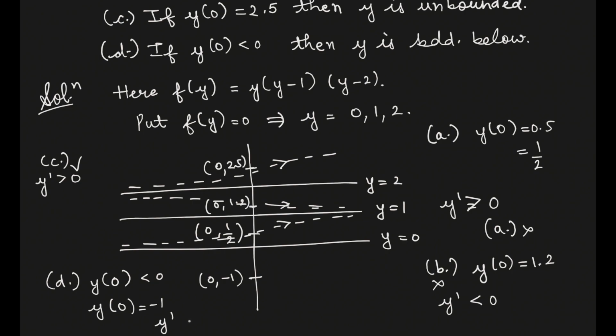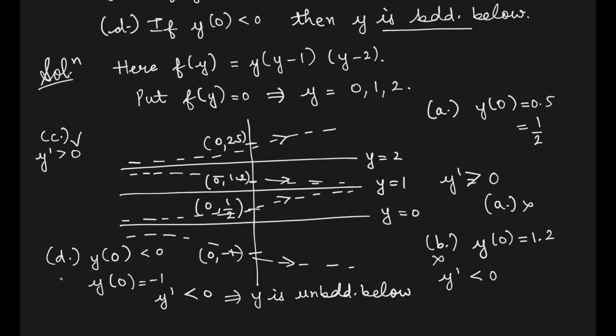It is greater than 0. I mean, less than 0, sorry. Less than 0 means it will come like this. And it is saying y is bounded below, but here y is unbounded below. Yes. So that's why option D is also wrong, and the answer is option C.